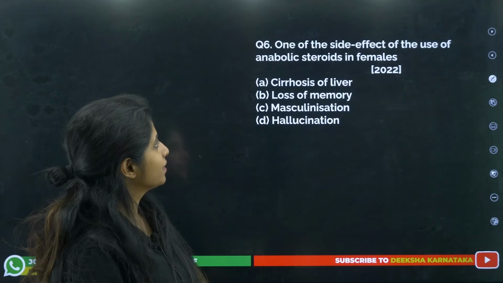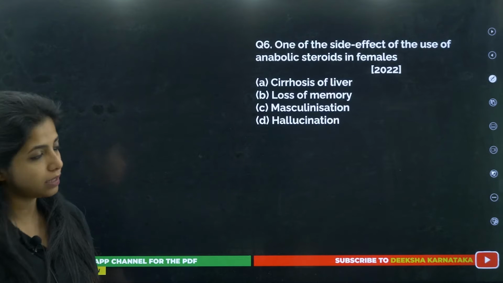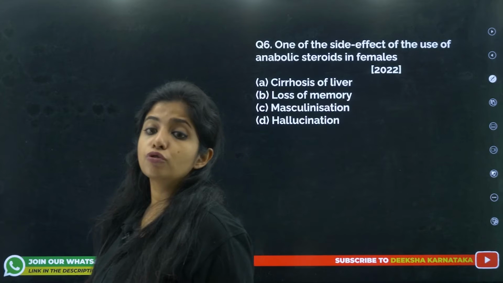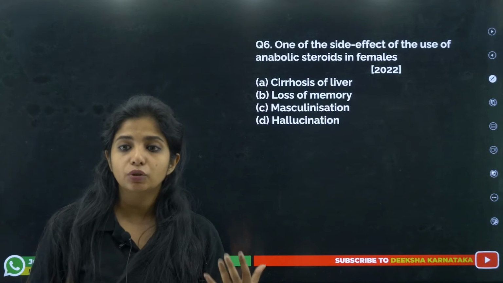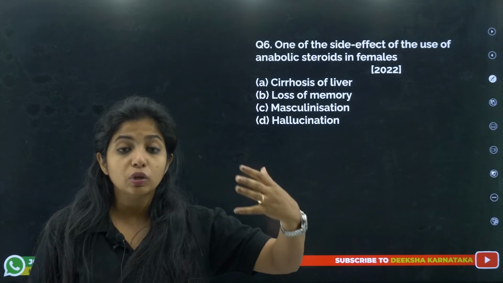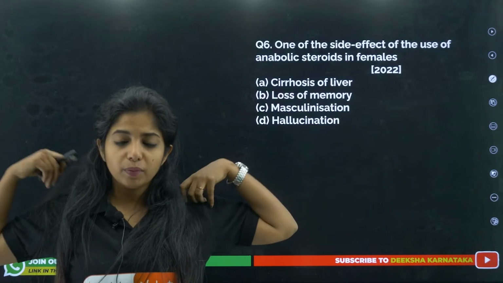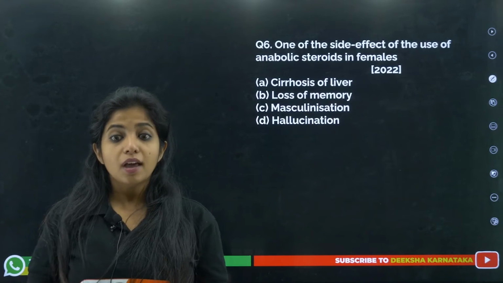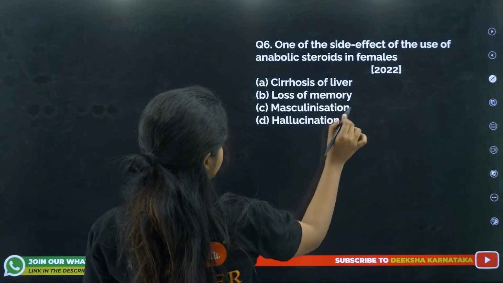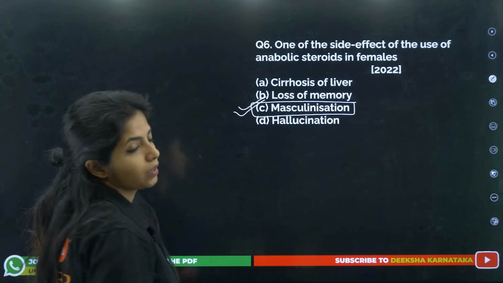Now, one of the side effects of the use of anabolic steroids in females. What happens? So, you know, the sports people and people like that, they use steroids. What does it do? What is the side effect of use of anabolic steroids in the case of females? So, in the females, when they use the steroids in their body, you would be seeing muscularization. So, there will be muscle formation, which is not very common, right? Which is not very common. So, cirrhosis of liver, loss of memory, hallucination, no children, it is muscularization. This becomes the correct answer.